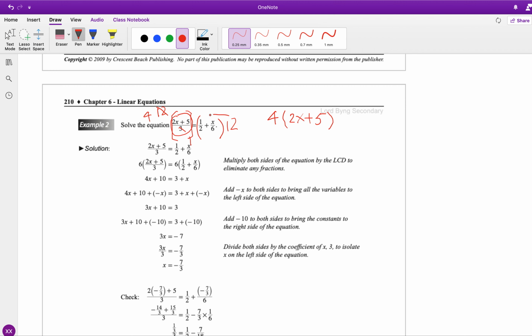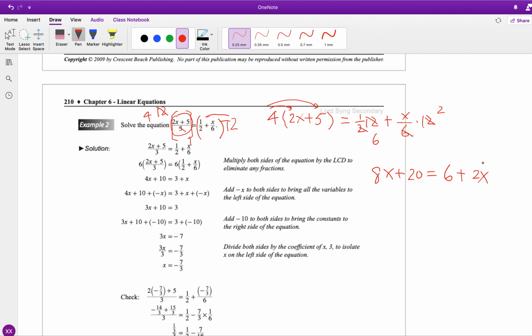On this side, that equals 1 over 2 multiplied by 12 plus x over 6 multiplied by 12. In this case, that is 6, and in this case, that is 2. Now I have to multiply this in, and multiply this in. So on my left-hand side, I have 8x plus 20. On my right-hand side, I have 6 plus 2x.